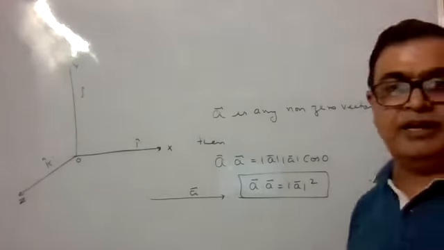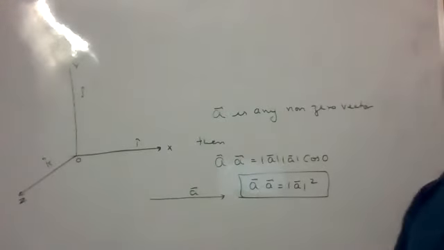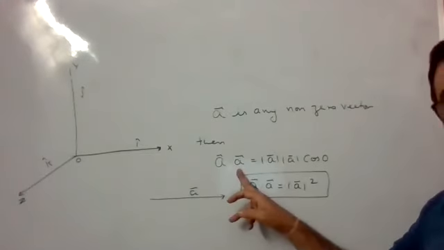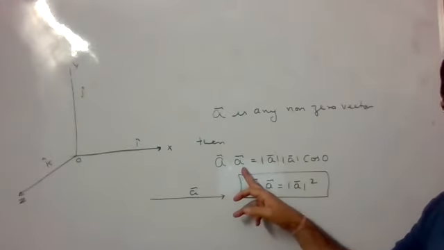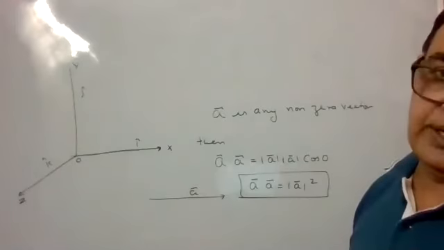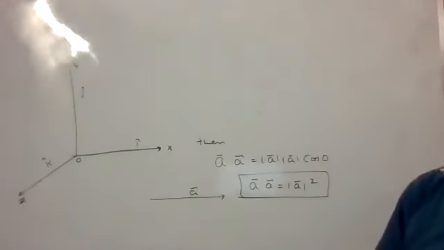A dot A, whenever I say it, comes out to be magnitude of A squared. So if vector A is multiplied with another dot product taken with the same vector, it will come out to be magnitude of A square. This also you should remember. From this, now we got one more conclusion.